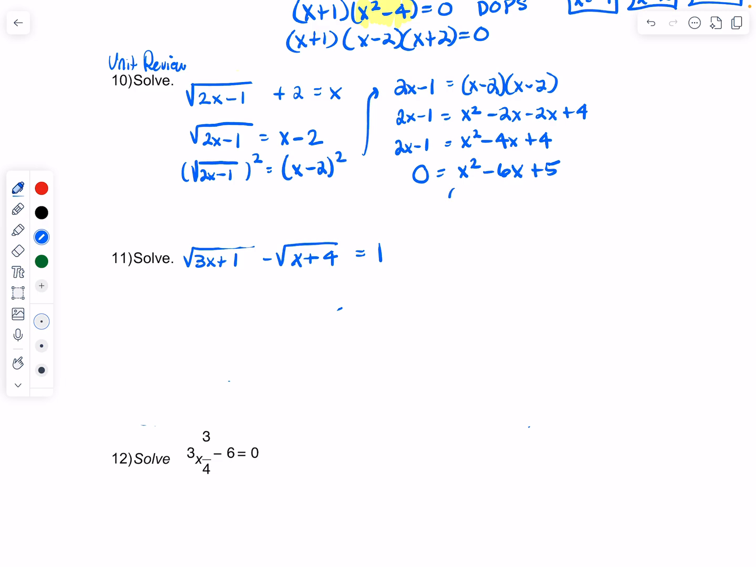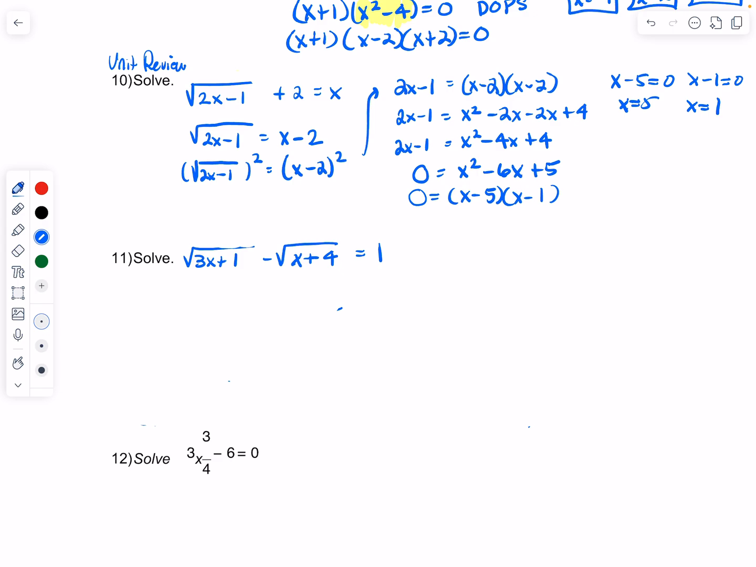Now I can factor that out, x and x. My end term is positive, so my signs are the same. They're whatever the middle term is. And I only have one possibility for factors of 5 because 5 is prime, and that's 1 times 5. And negative 1 plus negative 5 gives me a negative 6x, so it checks out. Okay, my next step is to solve for both of these. So x equals 5 and x equals 1.